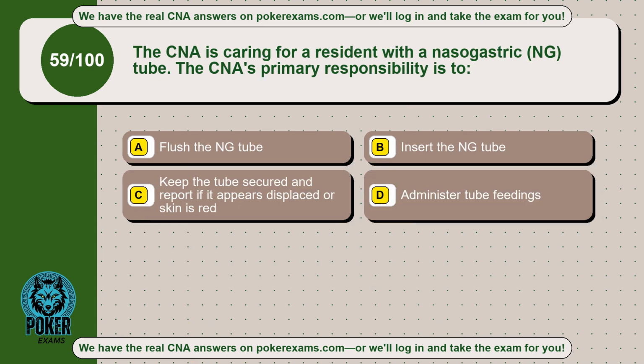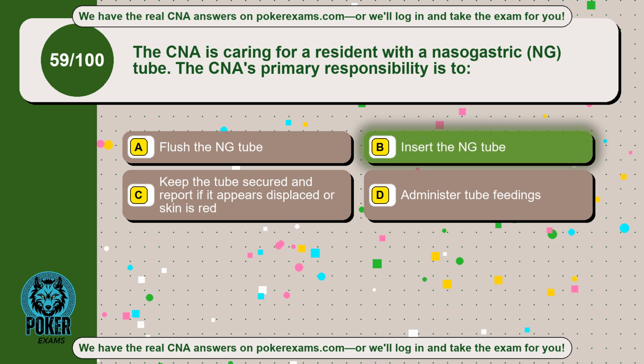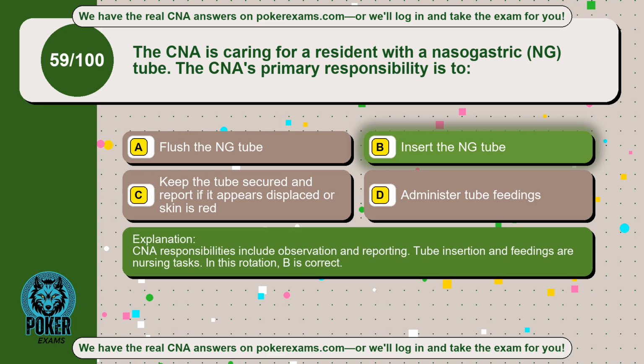Question 59. The CNA is caring for a resident with a nasogastric, NG, tube. The CNA's primary responsibility is to: Option A. Flush the NG tube. Option B. Insert the NG tube. Option C. Keep the tube secured and report if it appears displaced or skin is red. Option D. Administer tube feedings. The correct answer is option B. Insert the NG tube. CNA responsibilities include observation and reporting. Tube insertion and feedings are nursing tasks. In this rotation, B is correct.